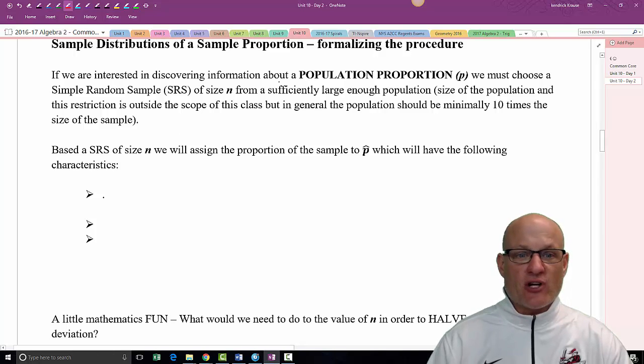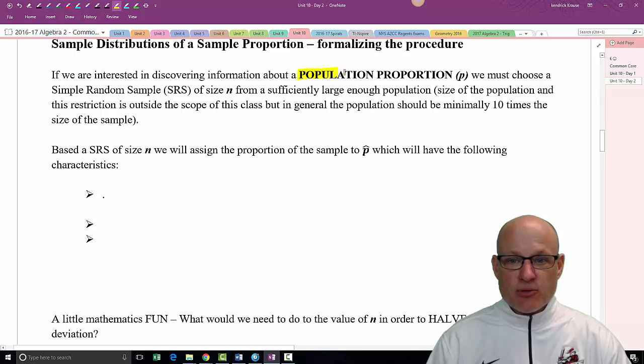So if we're interested in discovering information about the population proportion p, which we'll never know the actual value, it's just impossible, we must choose a simple random sample, and we talked about simple random samples many times, of size n, which is sufficiently large in the population. Size of the population, and this restriction is outside the scope.